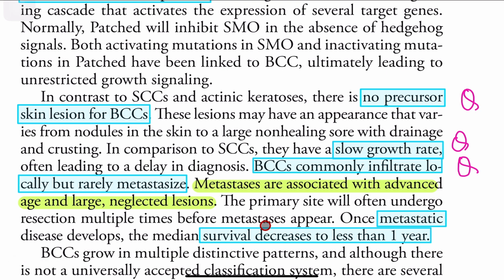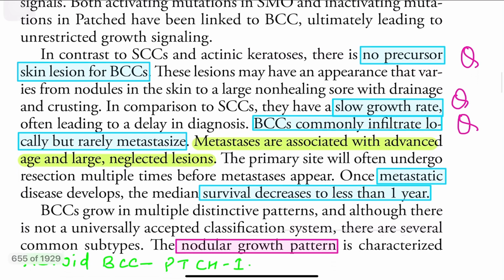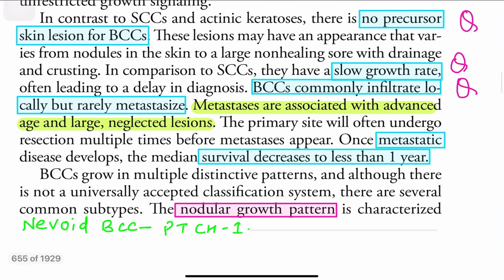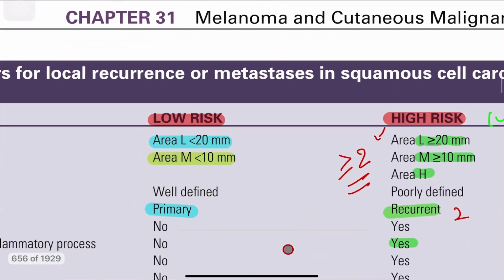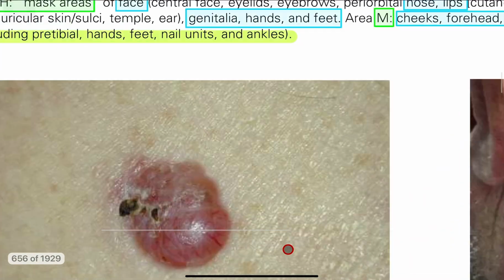This is an important line. Okay. Infiltrates but rarely metastasizes. Okay. And once metastasis develops, survival decreases to less than a year. Okay. So there are types of BCC. The first one is the nodular growth pattern. The nodular growth pattern is the most common type.